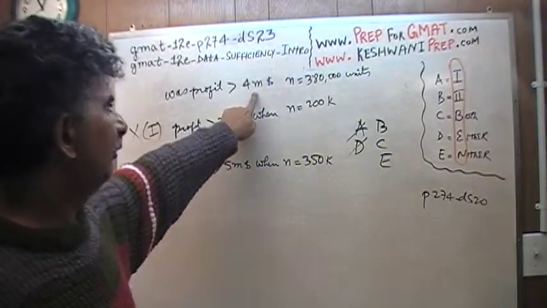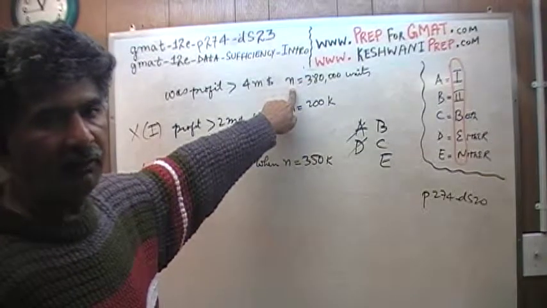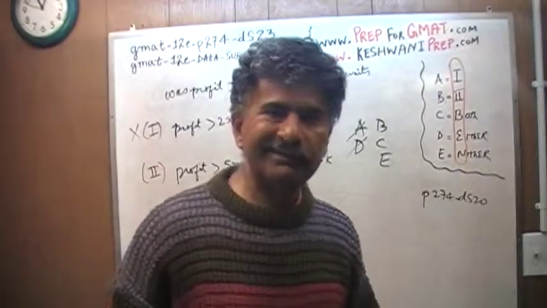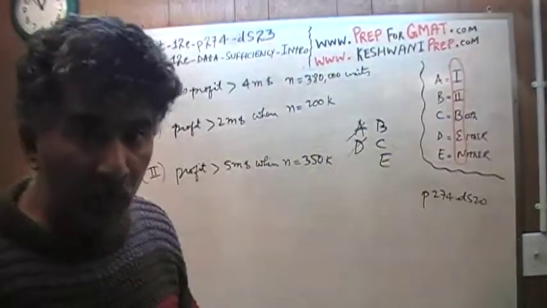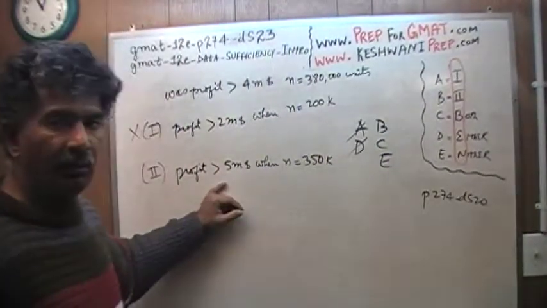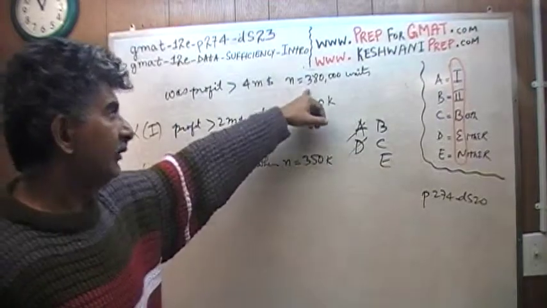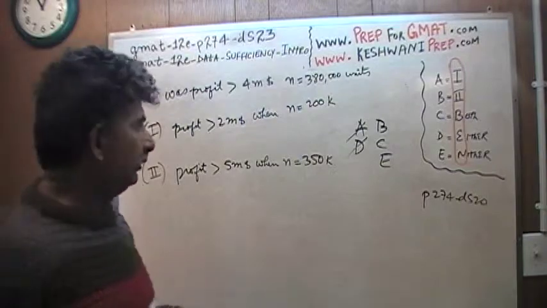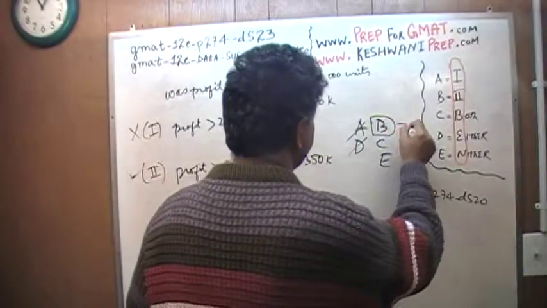Did they make a profit of more than $4 million on a sale of 380,000 units? The answer is yes, they did make a profit of more than 4 million on a sale of 380,000 units, because we know that they have already made 5 million on a sale of just 350,000 units. So on 380,000 units, they must make a profit even higher than this. That's all. The second statement by itself is enough. The answer is B.